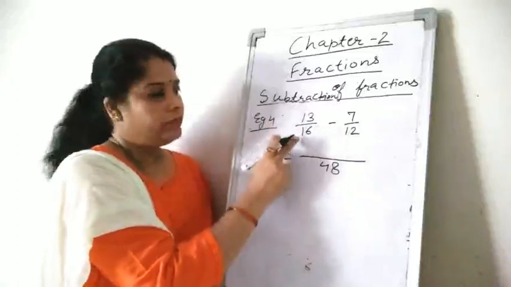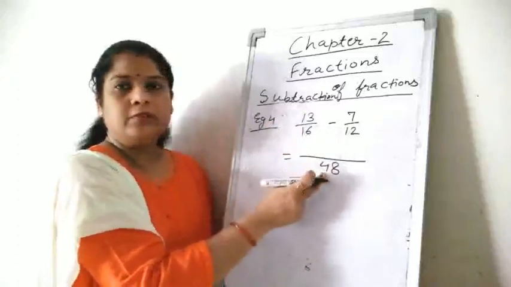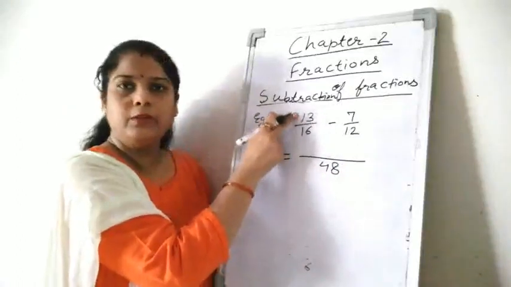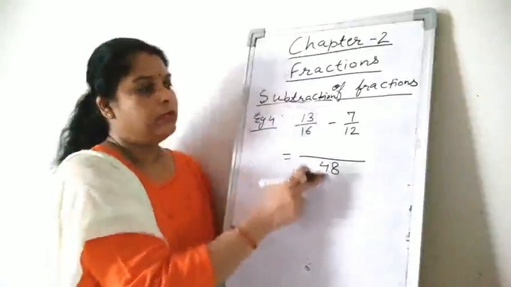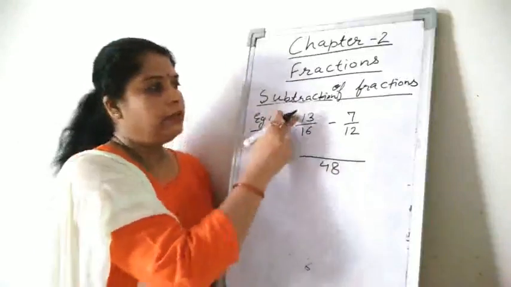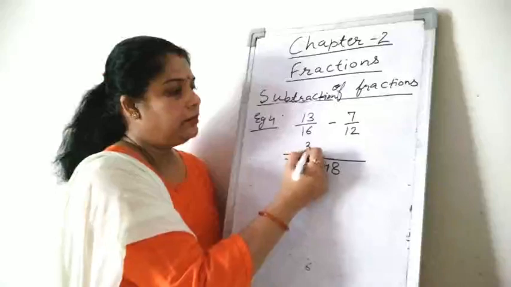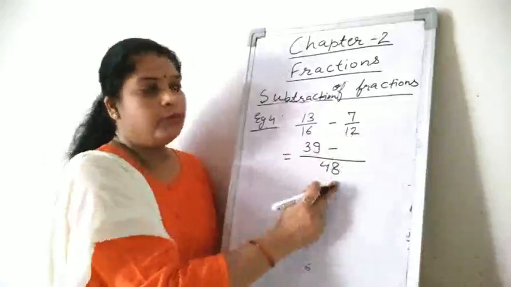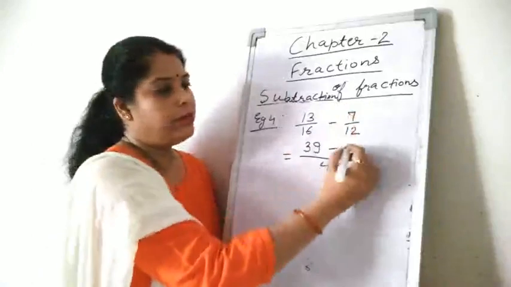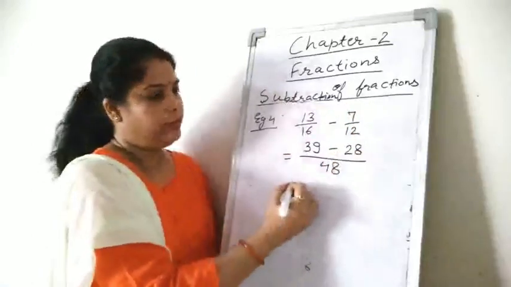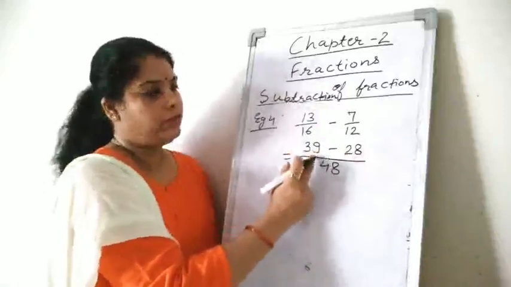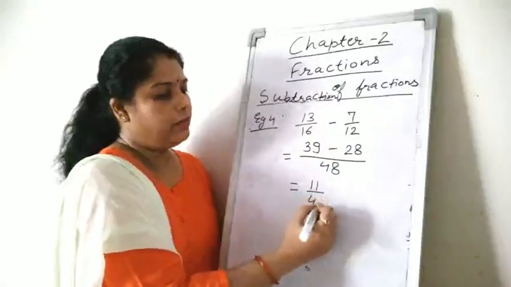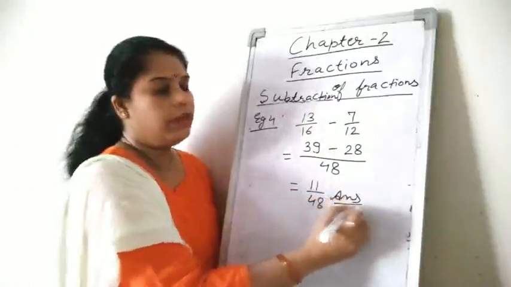this is divisible by 16 also. So now the LCM is divided by the denominator and the answer will be multiplied by the numerator. The same process you will follow. 16 3s are 48 and 3 multiplied by 13. 13 3s are 39 minus 12 4s are 48. Now 4 will be multiplied by 7. 4 7s are 28. Now 39 minus 28. 9 minus 8, 1. 3 minus 2, 1. 11 upon 48. This will be our answer.